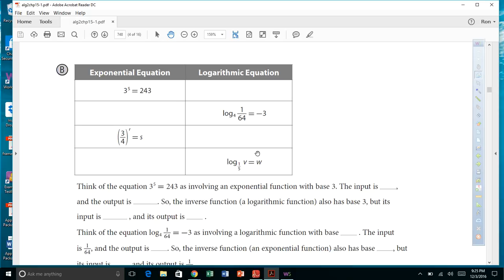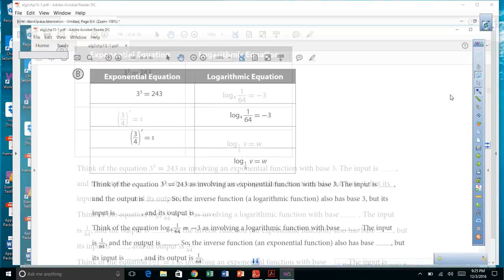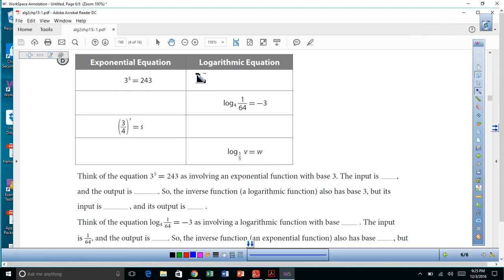So B, exponential function, 3 to the 5th equals 243. So we're going to reverse it. Log base 3 of 243 equals 5. Now here we have log base 4 of 1/64 equals -3. So now we're going to have an exponential function, 4 to the -3 power equals 1/64.